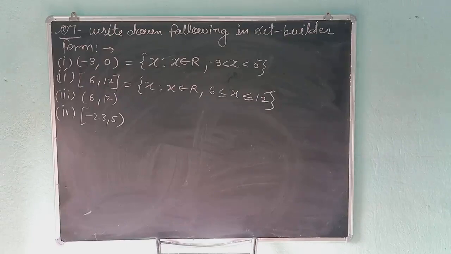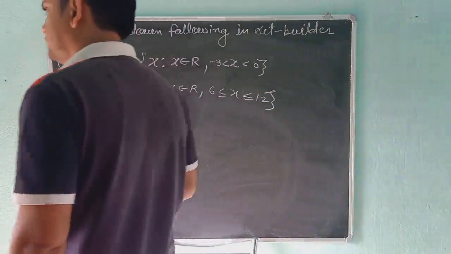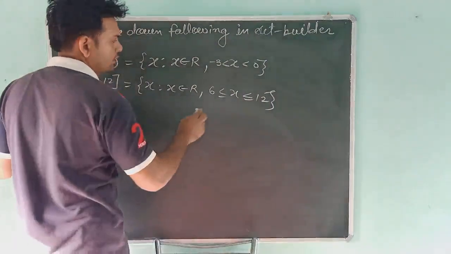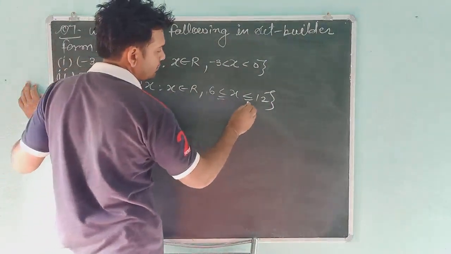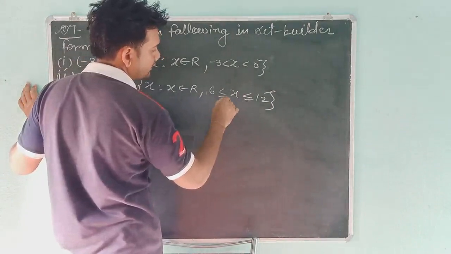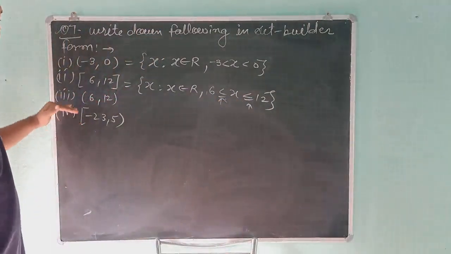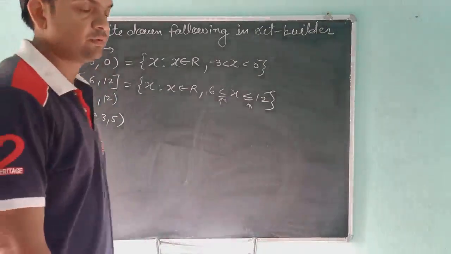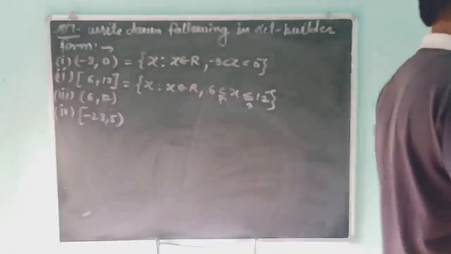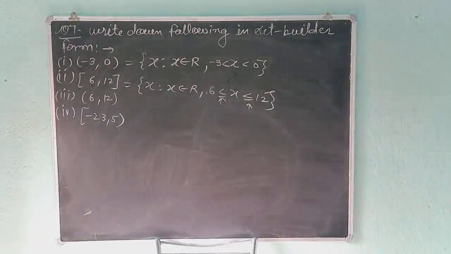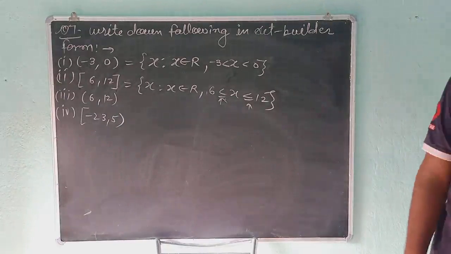Okay students, wait a minute. I think you are unable to write these symbols. Okay, you can solve the third and fourth at your home. This is your homework, and then you will send it to me on my WhatsApp number.